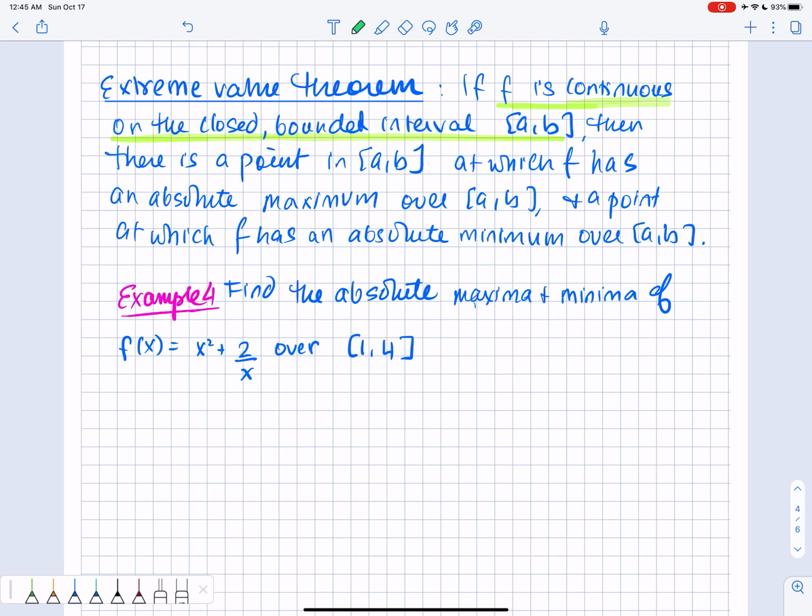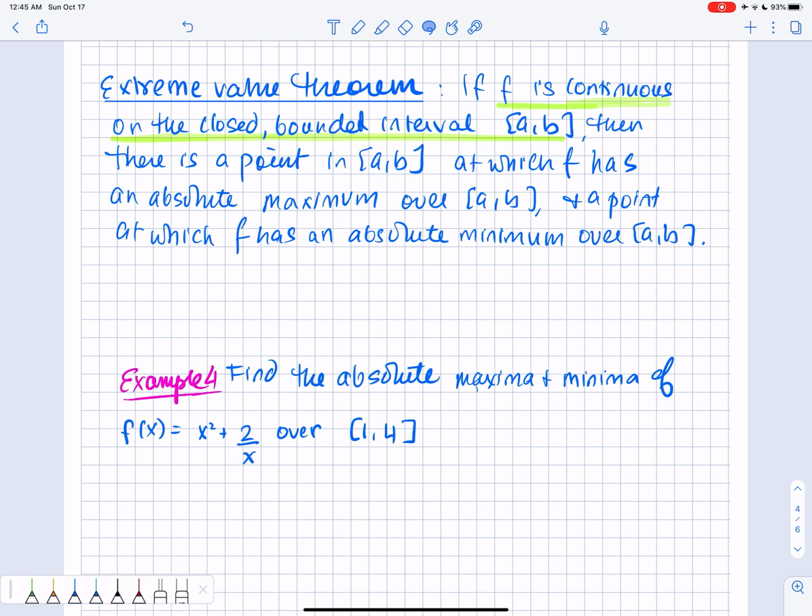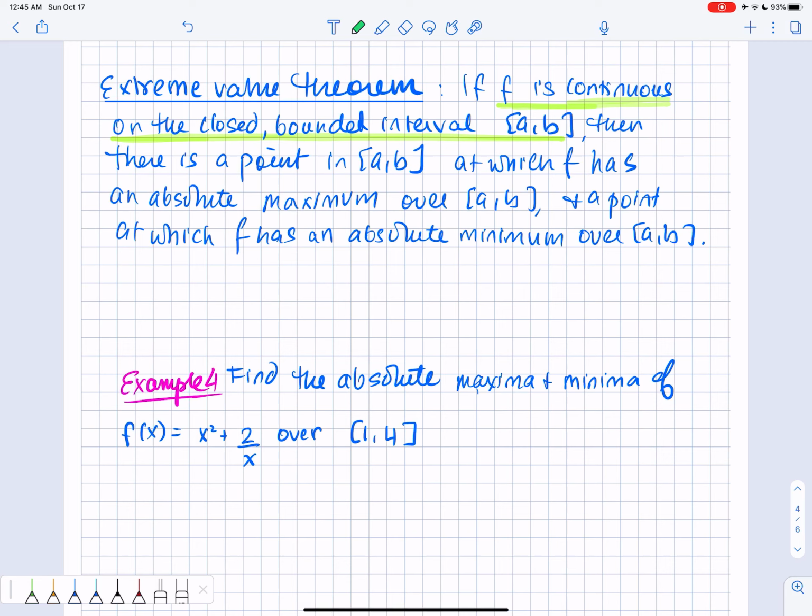So what is this saying? It's saying that if you have a function that's continuous on a closed bounded interval, then there has to be a point in that interval where the function attains an absolute minimum and a point where it attains an absolute maximum. If you have an infinite interval, it won't work. Now, you do need that it's closed and bounded. So here, for example, I'll just mention that you need closed and bounded.